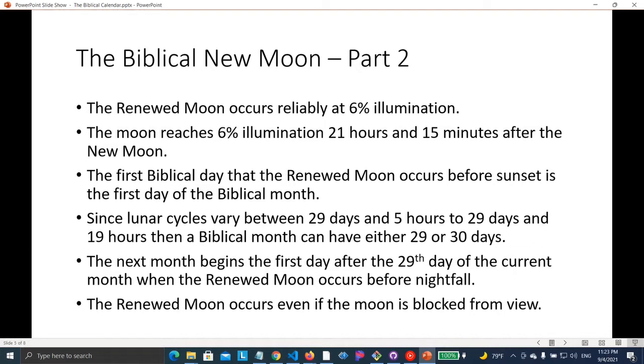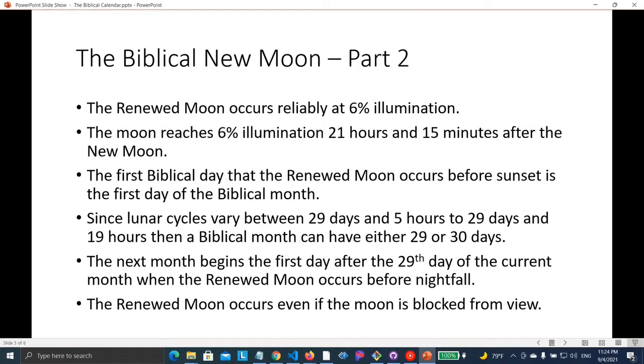For the most part, out of 235 lunar cycles in a 19-year cycle called the Metonic cycle, 110 will be 29-day months called deficit months, and 125 will be full months, which are 30 days long. But it's no guarantee, and it's not as easy as 29-30, 29-30, 29-30, as I just mentioned. You actually can end up with two of the same length in a row, and sometimes people do.